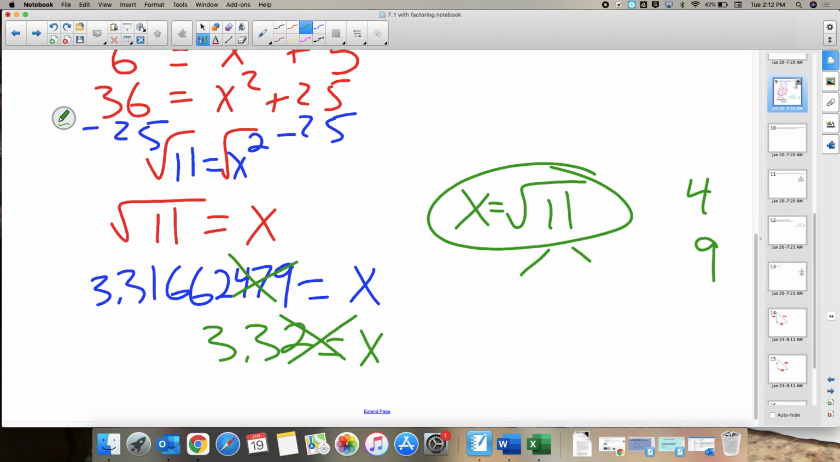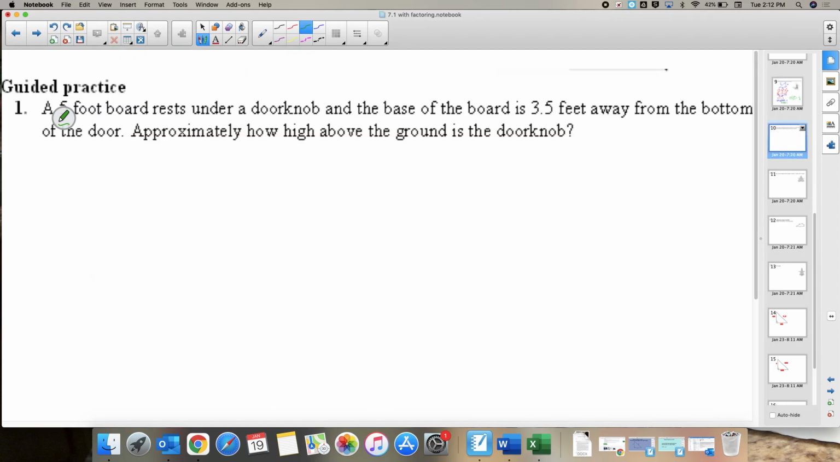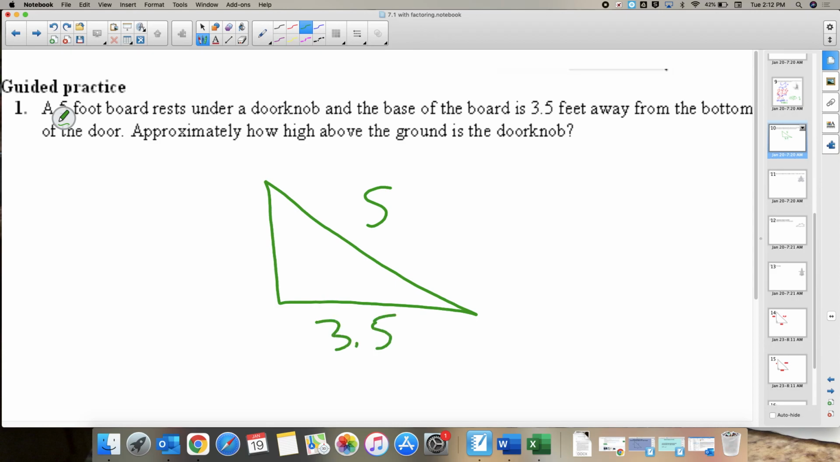All right, let's take a look at our next example. This is a 5-foot board now. It rests under a doorknob. And the base of the board is 3.5 feet away from the bottom of the door. Approximately how high above the ground is our doorknob? So very similar problem to what we had just done. Set it up the same way. C squared equals a squared plus b squared.